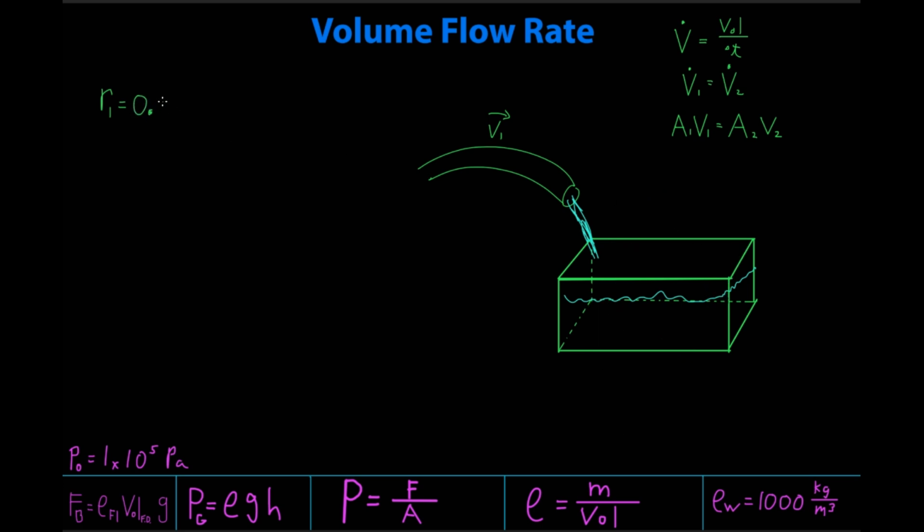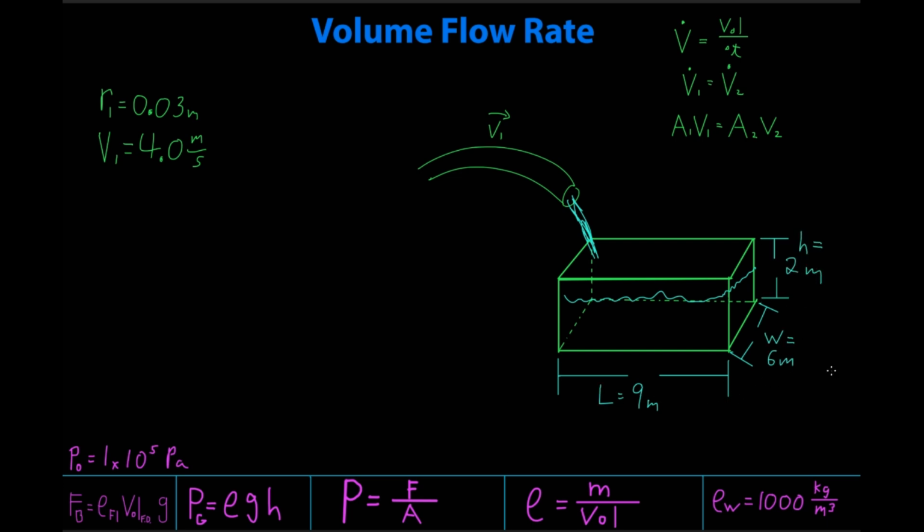First, radius of the hose will be 0.03 meters. Velocity of the water in the hose, I'll just use the 4 meters a second again. And we are going to give the pool some dimensions. We'll say length is 9 meters, the width is 6 meters, and the height is 2 meters. All right, length, width, height. Now the question is going to be, how much time is it going to take for this water to fill the pool if this is what is happening in the hose?